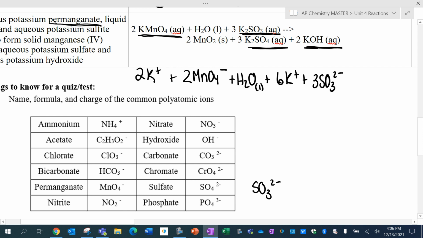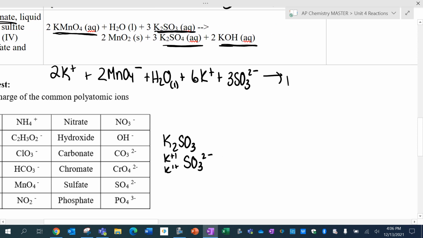And actually, if you ever forget the charge of something, like, what's the charge of SO3? What you could do is look at this formula and say, oh, wait, I know potassium has a +1 charge. And if there's 2 potassiums for every 1 sulfite, I can determine that sulfite must have a charge of -2, because we know all these charges have to add up to 0. So you could always figure it out that way as well. Okay, and then MnO2 is a solid. So it's going to stay put.